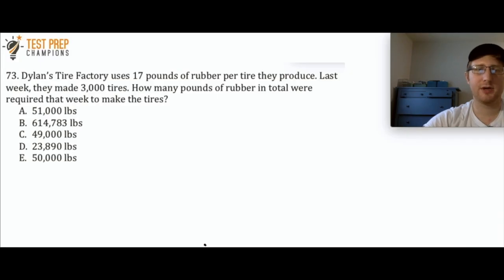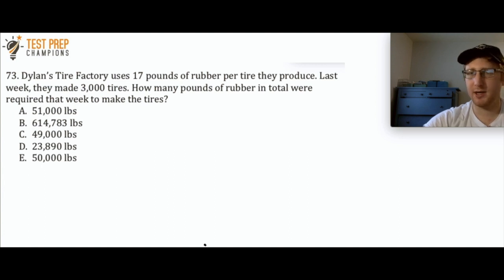Dylan's Tire Factory uses 17 pounds of rubber per tire they produce. Last week, they made 3,000 tires. How many pounds of rubber in total were required that week to make the tires? A, B, C, D, or E. So now would be a good time if you'd like to pause the video.